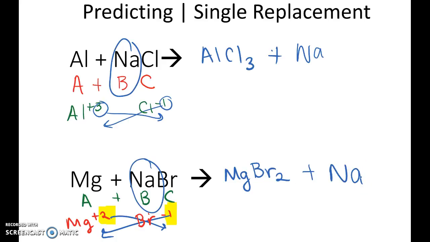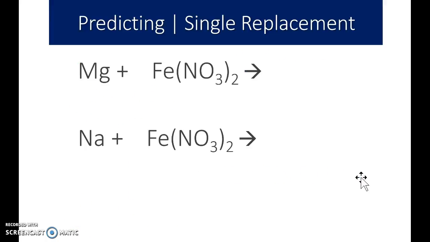We're going to look at 2 more examples. And these 2 examples here will be a little bit more challenging just because we have a polyatomic ion now. But the steps are still going to be the same. So we have A plus BC. And now all of C is NO3. That's the polyatomic ion nitrate. So in our first step, we're writing out the charges of A and C.